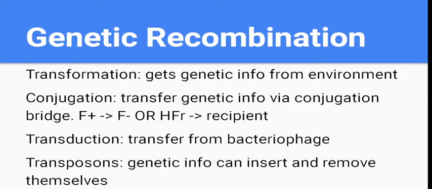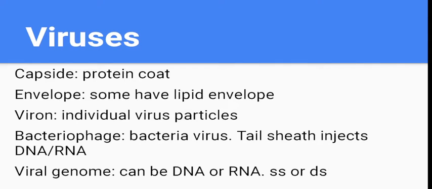Since we talked about bacteriophage in this slide, the next slide's about them. They have a capsid, not a capside, which is a protein coat around them. Some have a lipid envelope around them. There's a virion, which is a virus particle. And the bacteriophage itself, the bacterial virus, has a tail, and that injects DNA or RNA into the cell it's infecting. And that can be DNA or RNA.